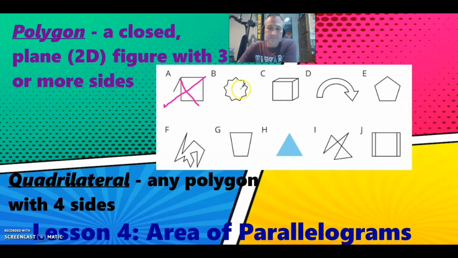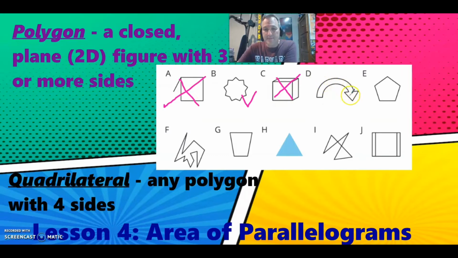Is this a polygon? Yes, it is, because it is closed. All the sides connect with each other. It has 3 or more sides, so that works, and it's two-dimensional. So yes. That one is. Now this one, in the drawing, I think it's meant to be a 3-dimensional shape called a cube. So to be a polygon, it'd have to be 2-dimensional. So that one is not.